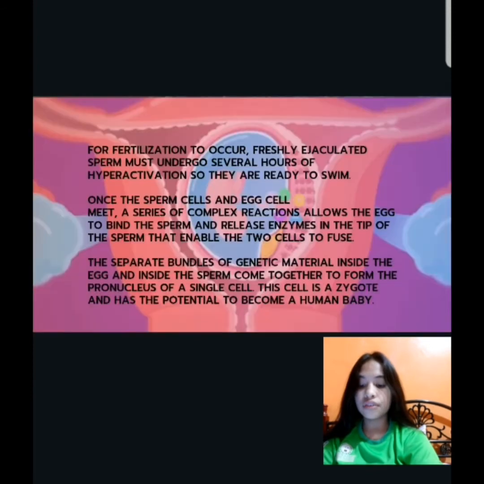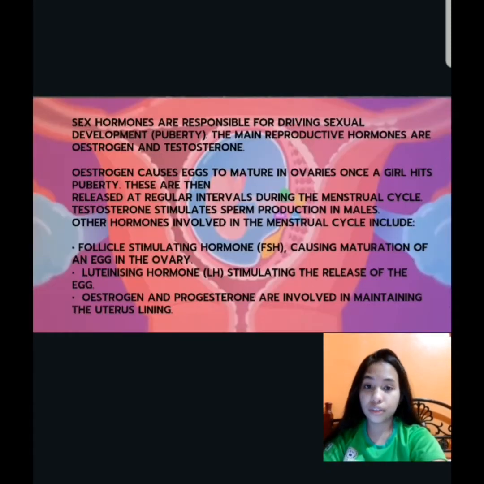The separate bundles of genetic material inside the egg and inside the sperm come together to form the pronucleus of a single cell. This cell is a zygote and has the potential to become a human baby. Sex hormones are responsible for sexual development. The main reproductive hormones are estrogen and testosterone.